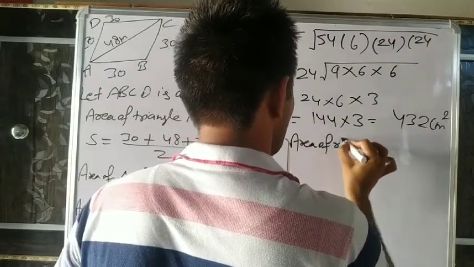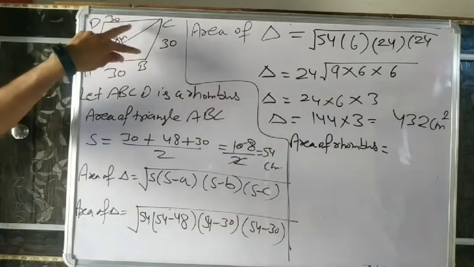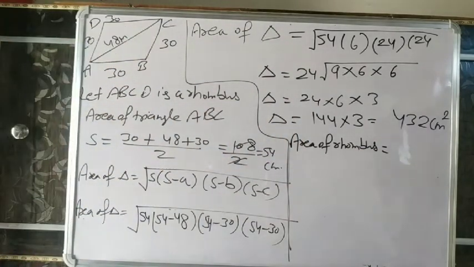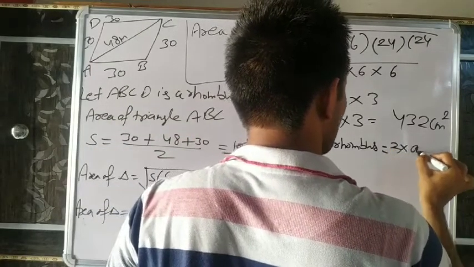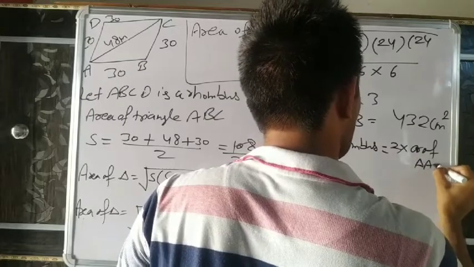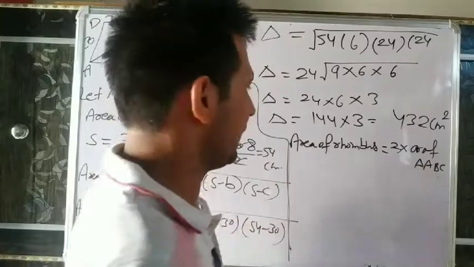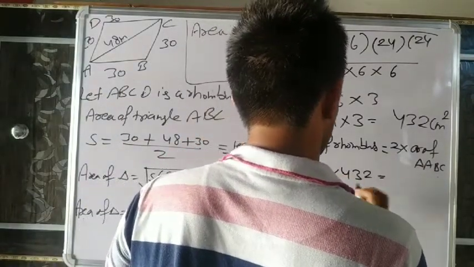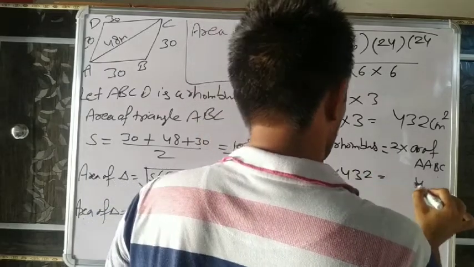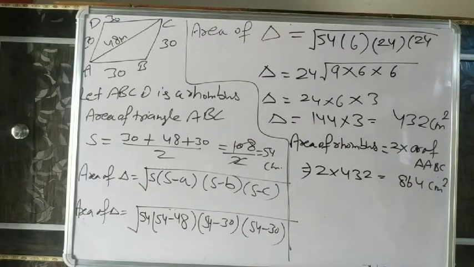Now we will find the area of the rhombus. How will you find it? Two times, how many triangles? 2 triangles. Both triangles have the same sides. So it means 2 into the area of triangle ABC. 2 multiplied by 432. What is the answer? 864 centimeter square. So we have found the area.